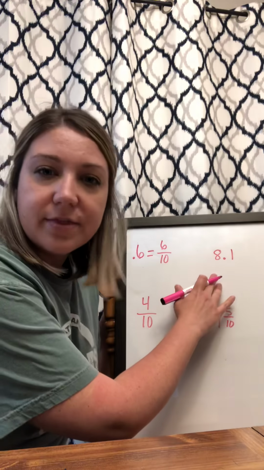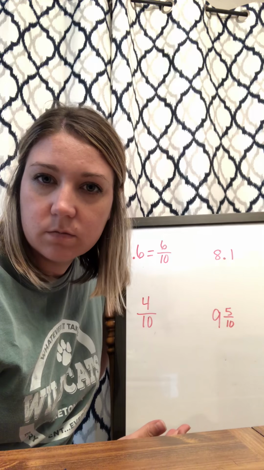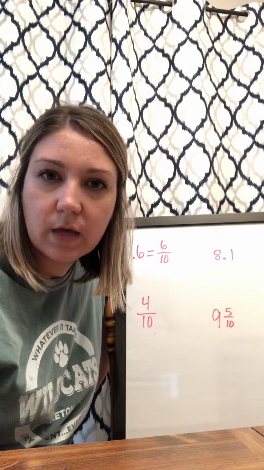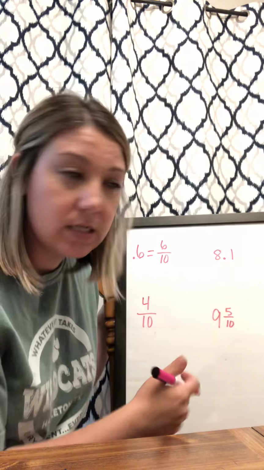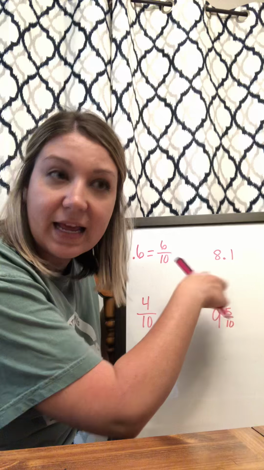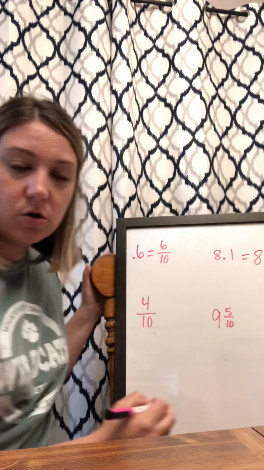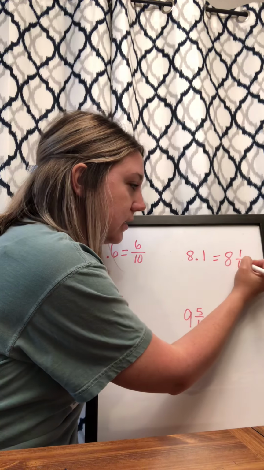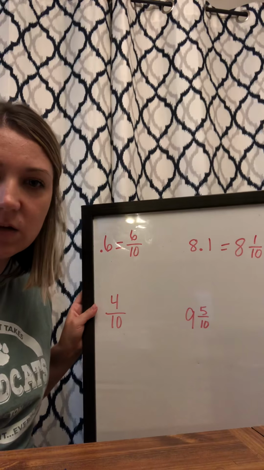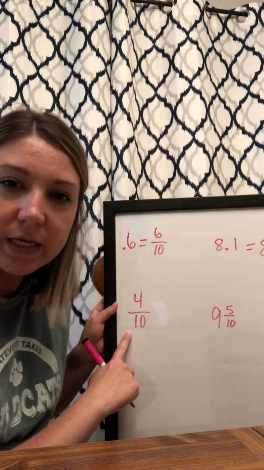Okay? And then now this has a whole number and a decimal. How would we say that as a number? 8. And our decimal means and. 8 and 1/10. How do you write that as a fraction? 8, and then your fraction is 1/10. 8 and 1/10. Okay?